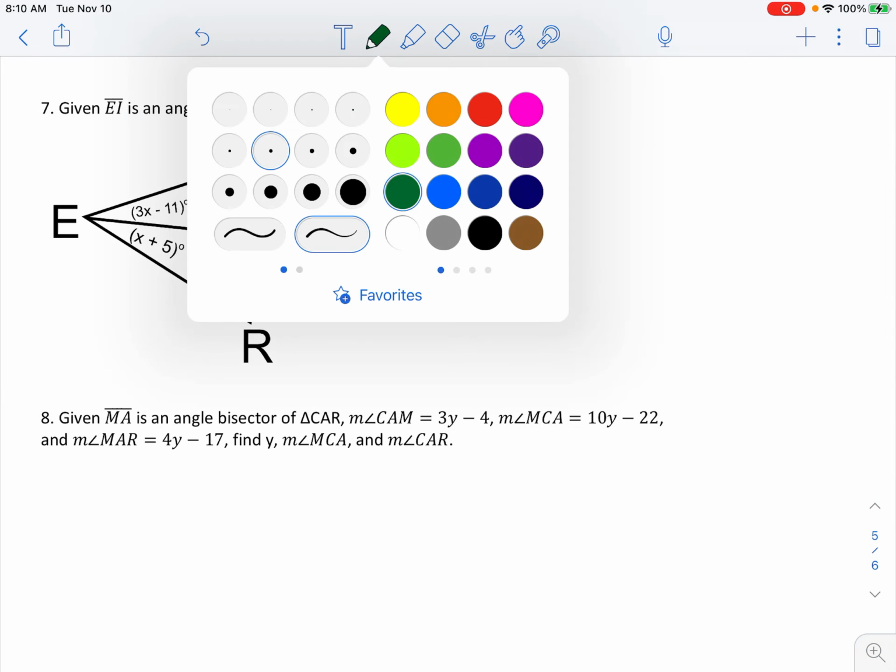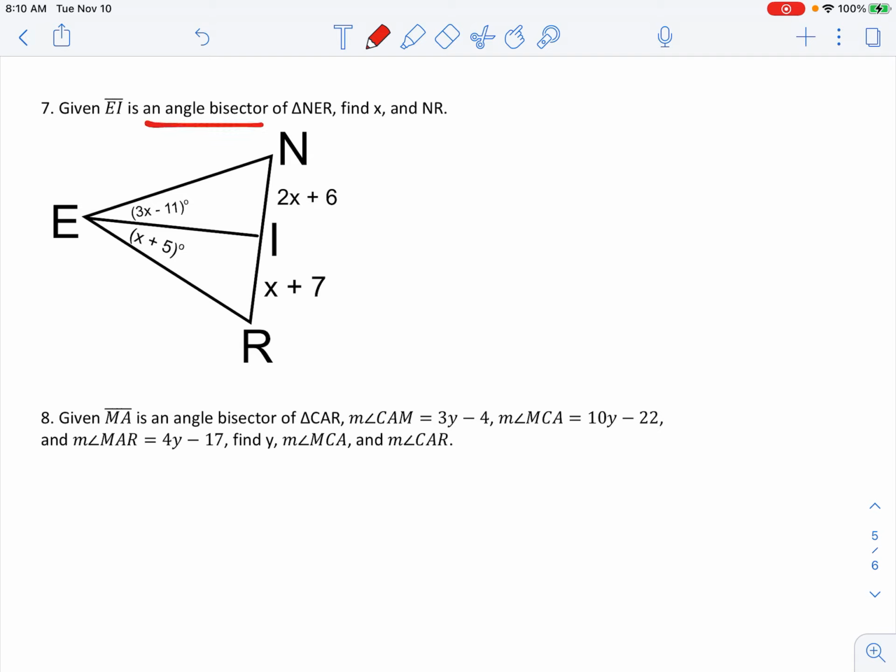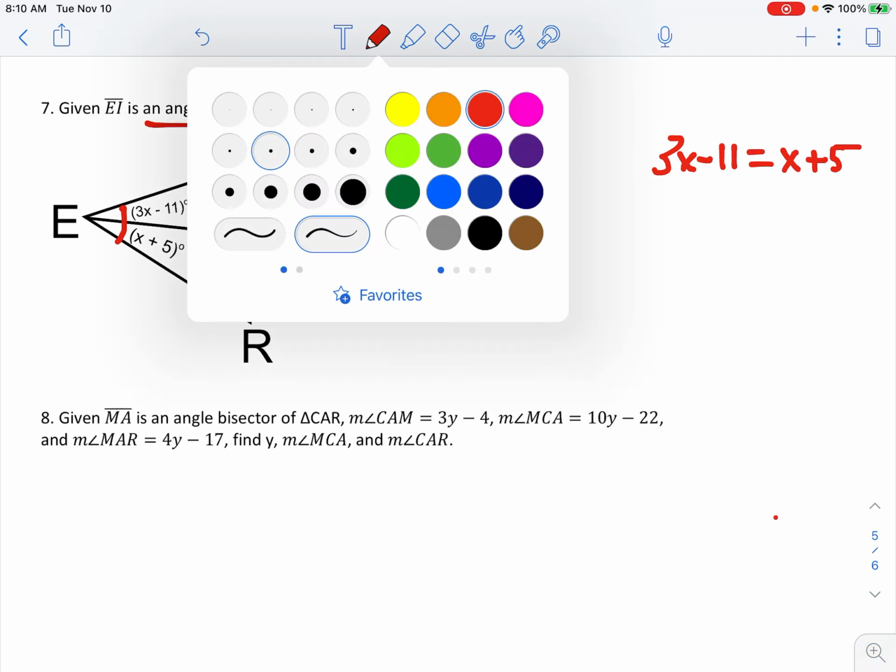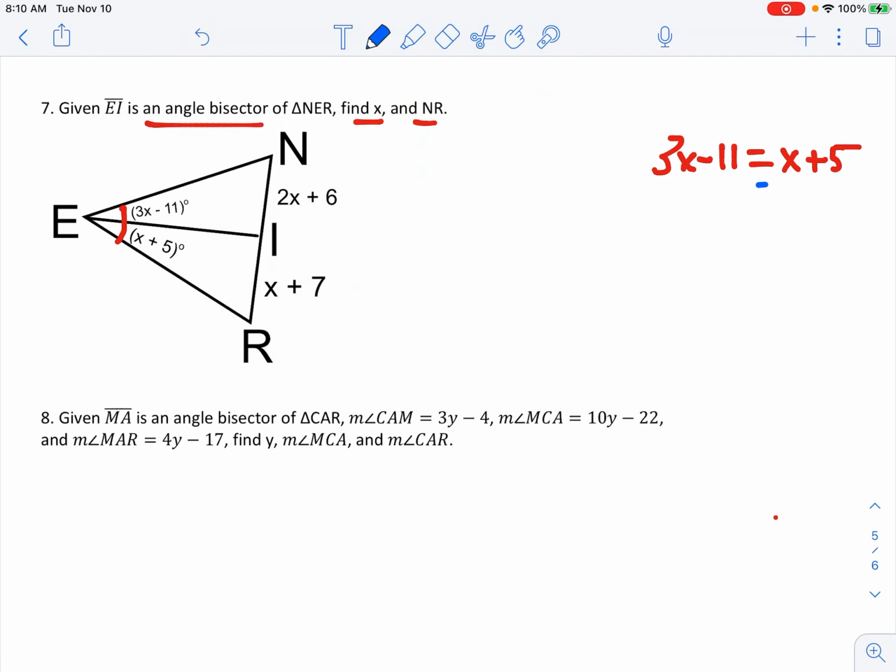We'll get to the last couple. Angle bisector. So find x and find NR. Angle bisector makes those equal. All right, so I can mark the curls and I can mark those equal and I can go over and solve for x. 3x minus 11 has to be equal to x plus 5. All right, that's because of angle bisector.